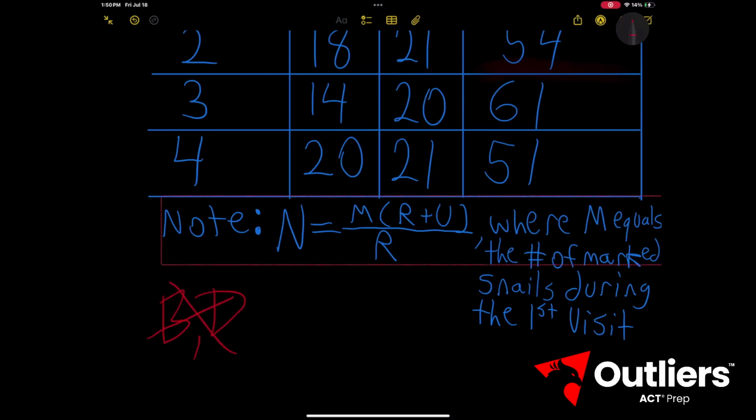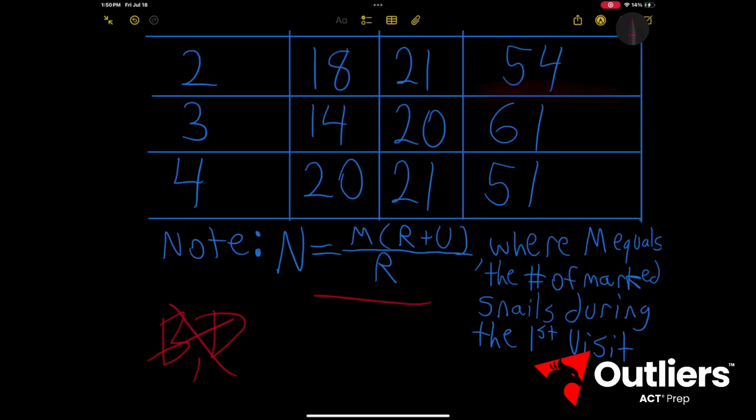However, it may not be as obvious that the estimated population size will also be affected. But if we look at the equation that I mentioned earlier, this one right here, you will see that the number of marked snails is used in the equation to determine the population size. See, right there. So if the number of marked snails decreases, then the estimated population size would also decrease.